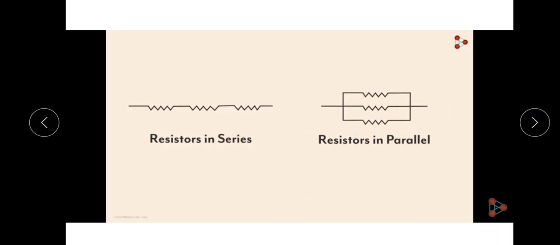Then we move on to the next topic, resistors in series and parallel. So we know that resistance opposes the current flow. Okay.